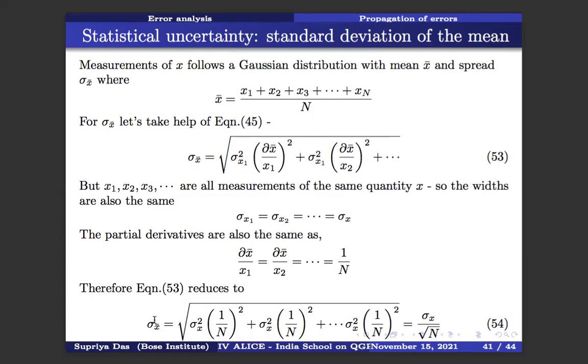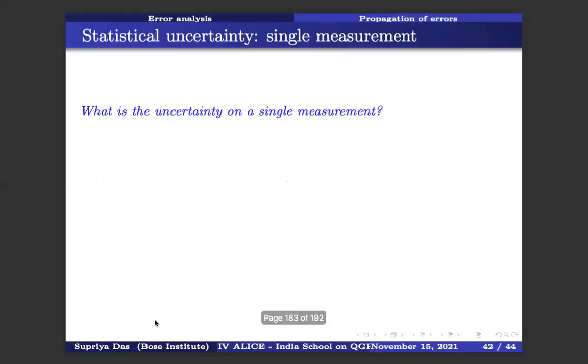And some of you must have seen that if you plot a spectrum, towards the higher tail your statistical uncertainty is large. Why? Because towards the higher tail you get a lower number of measurement points. That is why your error bars, the vertical lines, are longer there. So this is why it is like that.